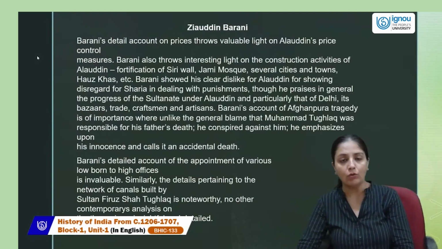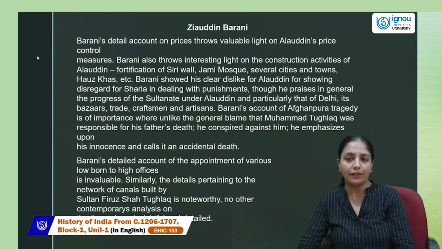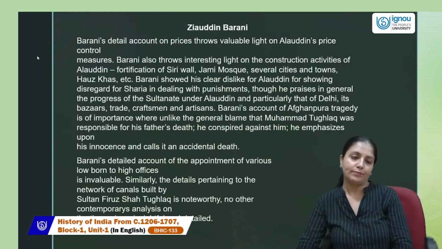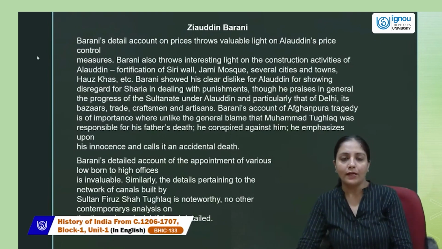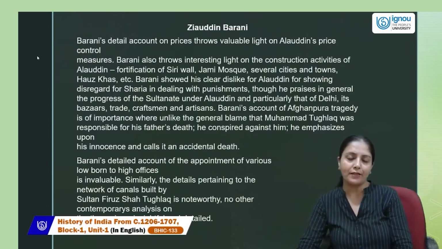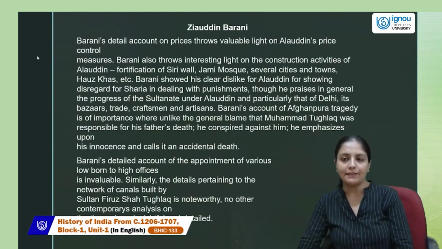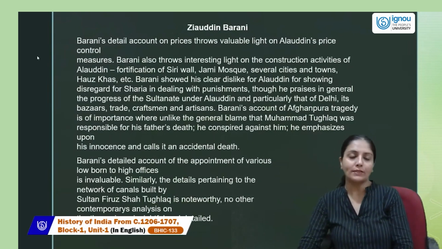Ziauddin Barni's detailed account of prices throws valuable light on Alauddin's price control measures. In the market system, Alauddin had controlled the prices of all the things related to that particular market of his. Barni also throws interesting light on the construction activities of Alauddin, like the fortification of the Siri wall, the Jami Mosque, several cities, towns, Hauz Khas, etc.